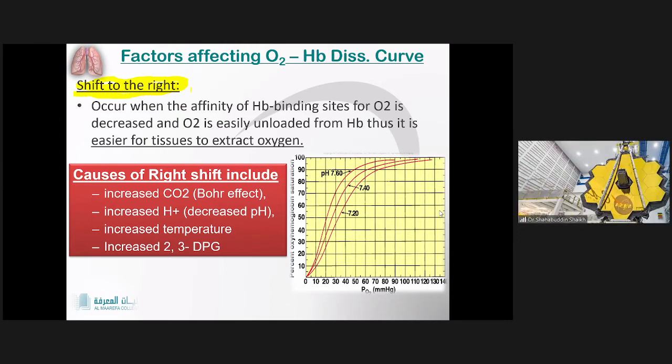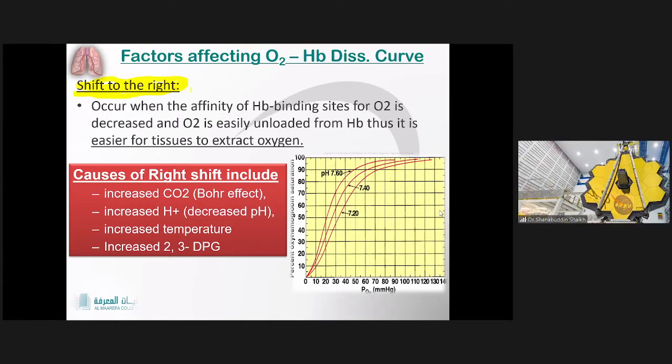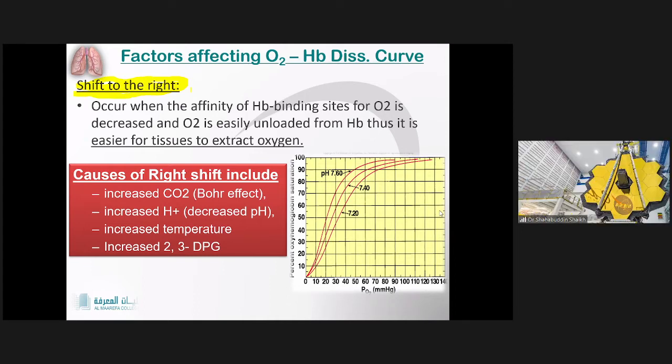Now about this shifting of the curve, the second thing which you have to remember is the conditions in which it will shift to right. Can somebody tell me? When the CO2 increases, the Bohr effect. Increase carbon dioxide, increase H ion, increase temperature.